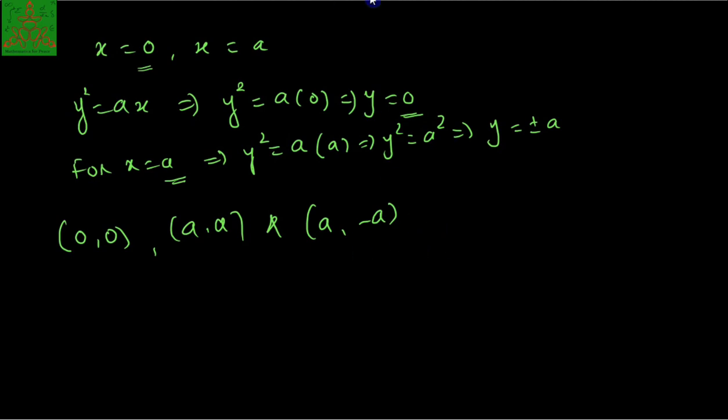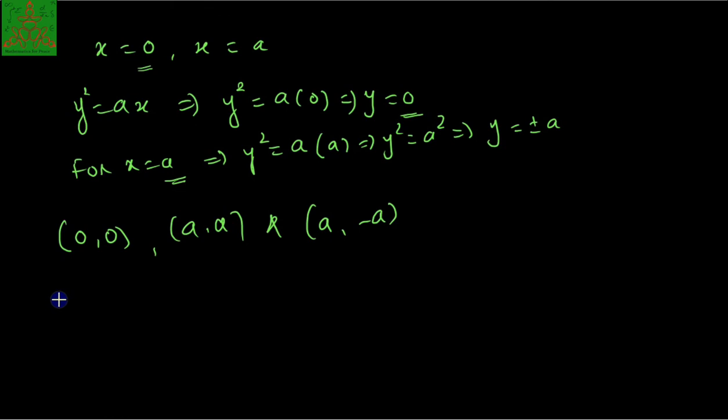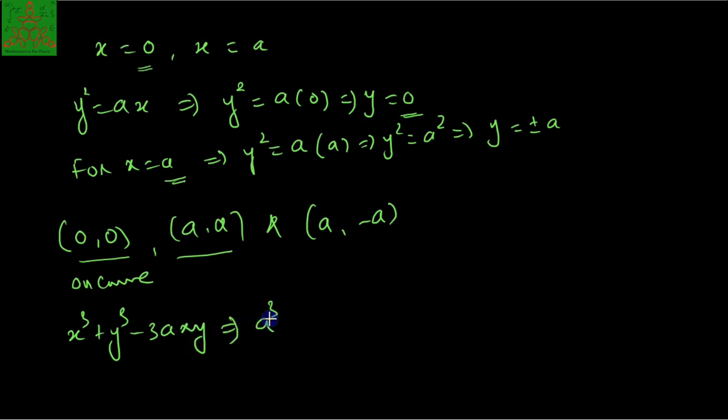So let us recall what our curve is. Our curve is x cubed plus y cubed minus 3axy. So we have to substitute these points. First of all, the (0, 0) point is on the curve. Let us check for (a, a). The curve is x cubed plus y cubed minus 3axy. So that implies a cubed plus a cubed minus 3a cubed, which is equal to minus a cubed, which is not equal to 0. So that's why this is not on the curve.